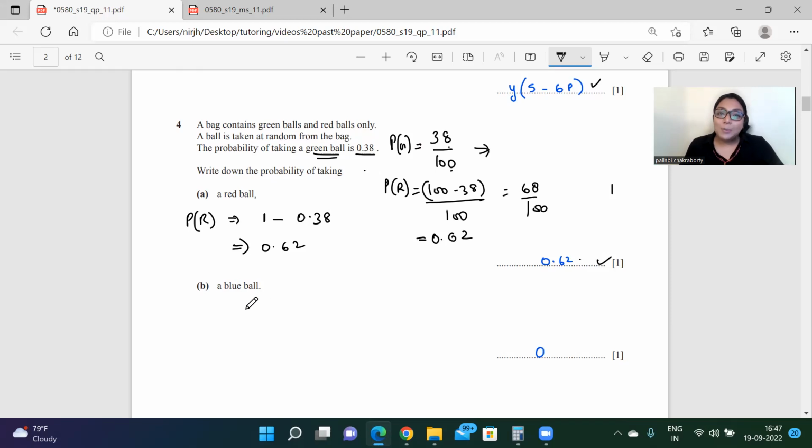Now, what is the probability of getting a blue ball? This is a tricky question, an easy one, but a tricky one. Is there any blue ball in the bag? No, right? So what will be the probability of taking out a blue ball? It will be 0 because there are no blue balls at all. So whatever may be the total number of balls, the probability of taking a blue ball will always be 0 because there are only red and green balls available in the bag. So the probability of a blue ball will be 0, and that's your answer.